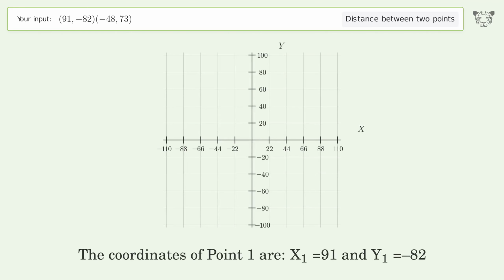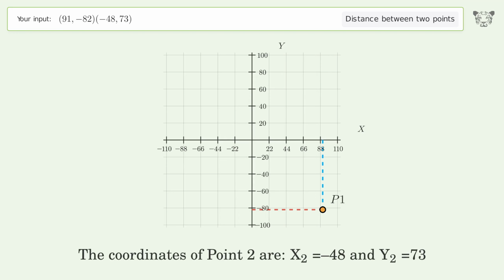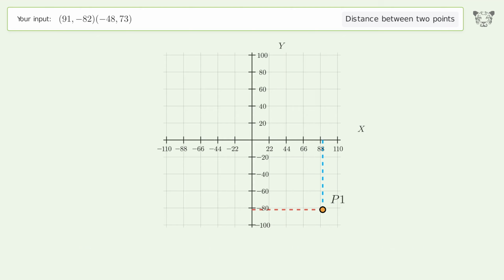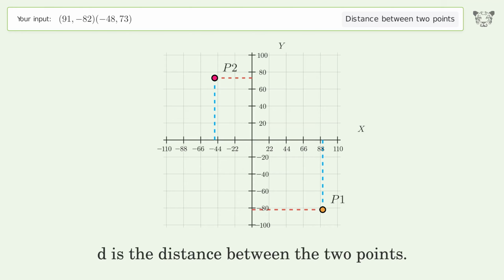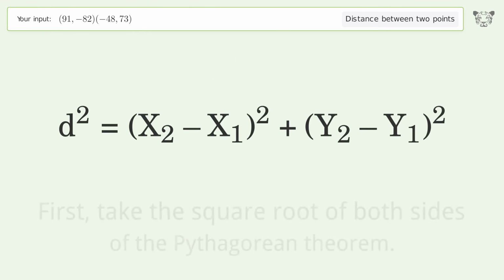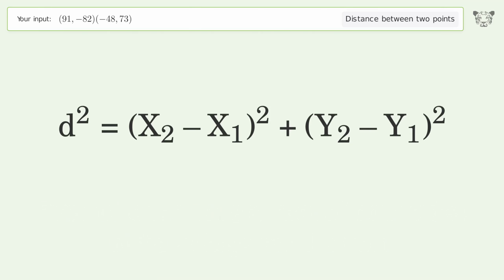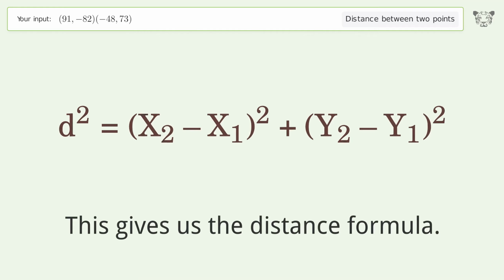The coordinates of point 1 are x1 equals 91 and y1 equals negative 82. The coordinates of point 2 are x2 equals negative 48 and y2 equals 73. D is the distance between the 2 points. First, take the square root of both sides of the Pythagorean theorem. This gives us the distance formula.